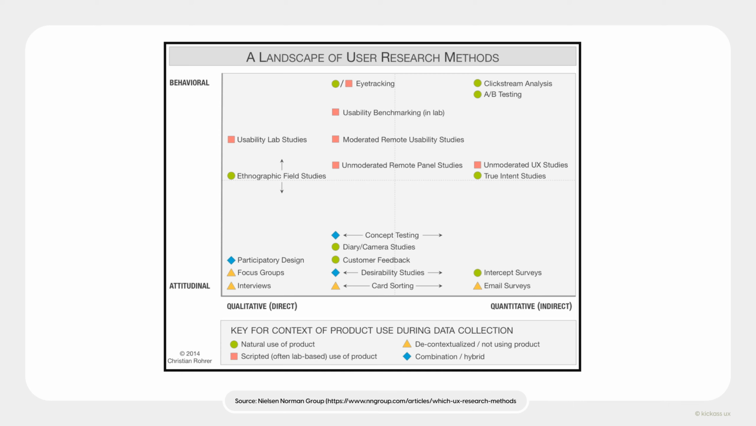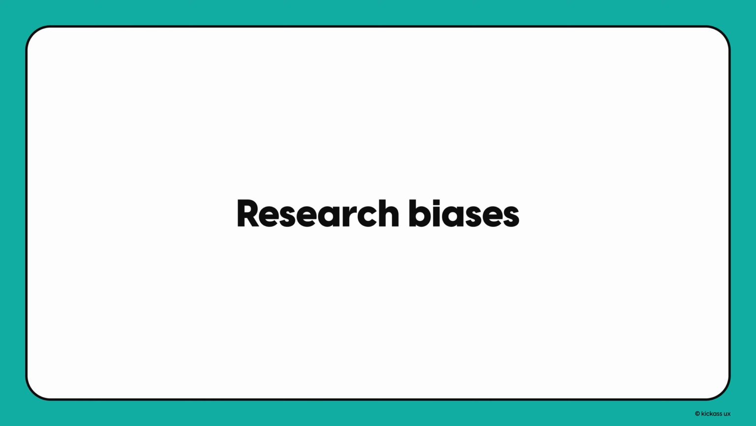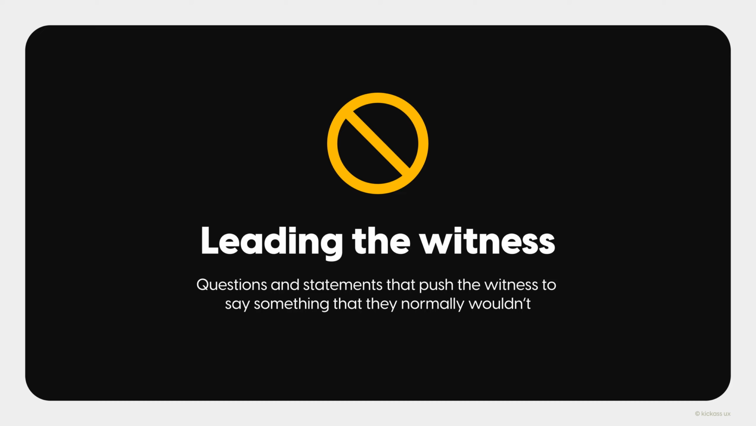In the future, use this chart from Nielsen and Norman to pick the right research method for what you're trying to learn. Now let's talk about research biases. Have you ever heard of the phrase leading the witness? This is something in law where the prosecutor asks questions and makes statements that push the witness to say something that they normally wouldn't. That's basically the same thing as research bias, and it's something you should try to avoid.